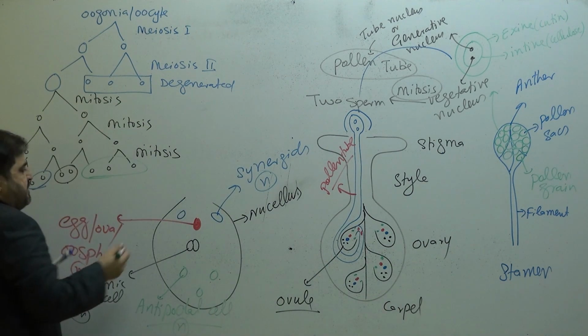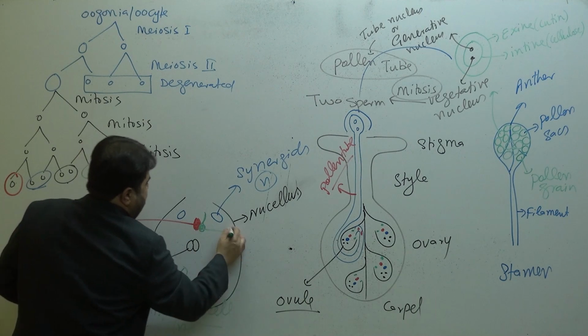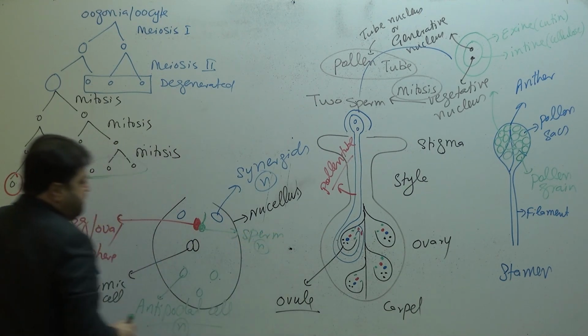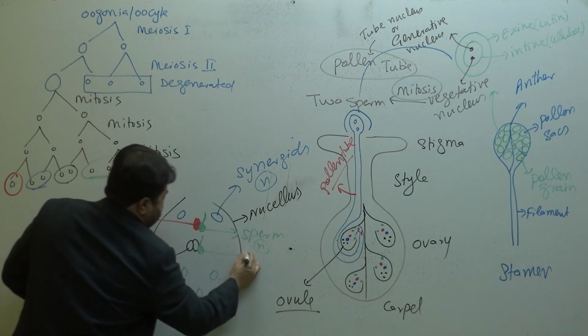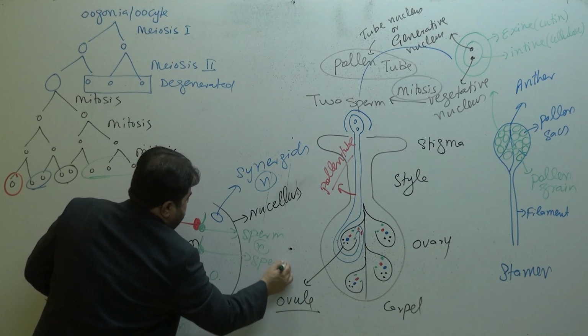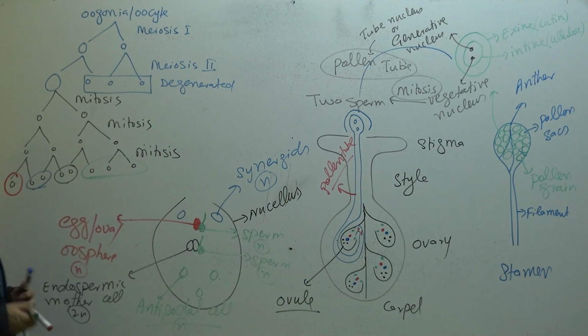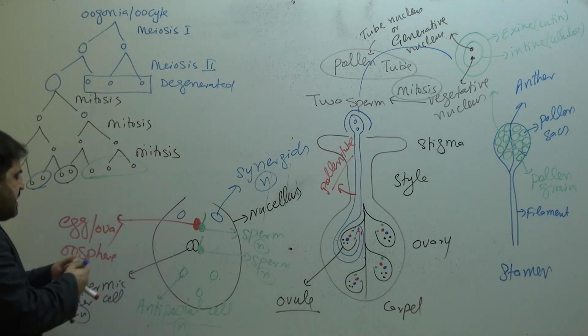Now, one of the sperms comes and fuses with this egg or ovum. The other sperm fuses with the endospermic mother cell. So two sperms fuse. That's why it is called double fertilization.